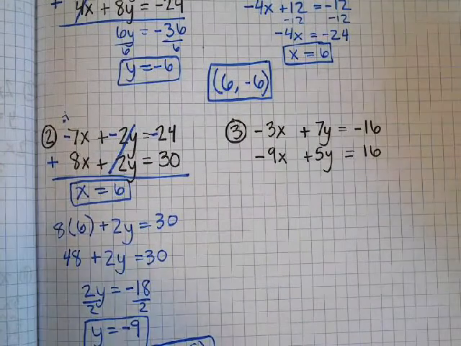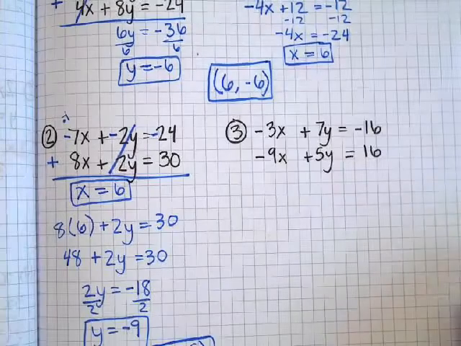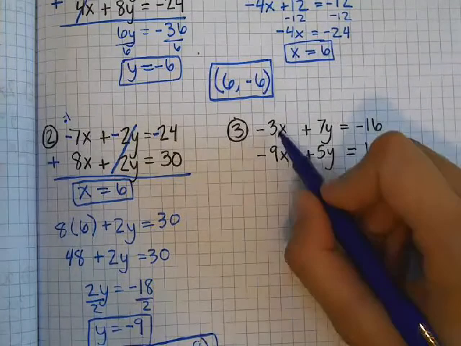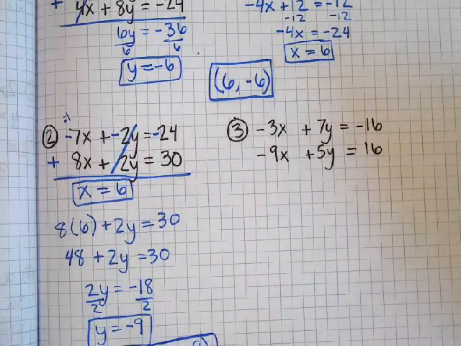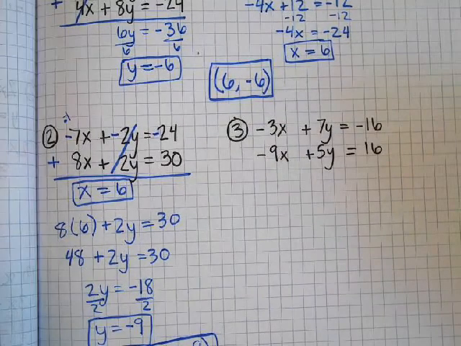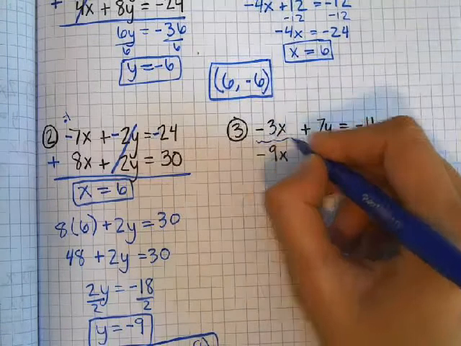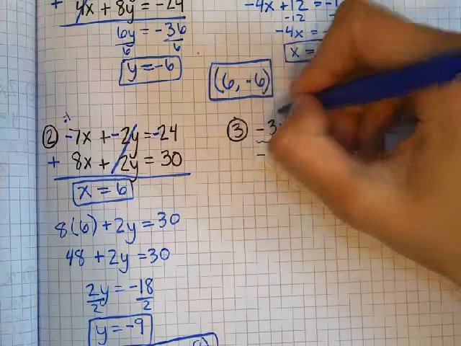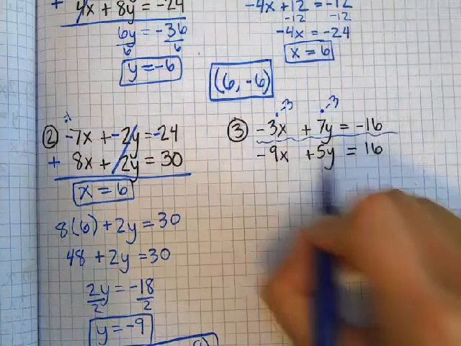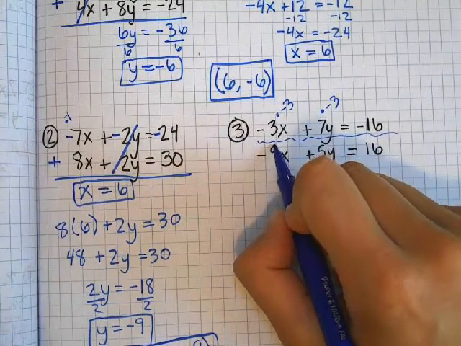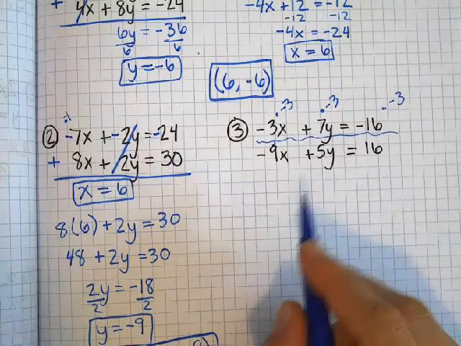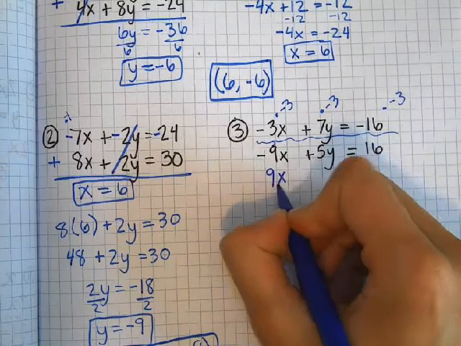And here we've got nothing that looks the same. Okay, so let's try to figure out what to do. I do have a 3 and a 9, which I could easily change my 3 into 9. Okay, 7 and 5, that'd be a little bit harder. So what we're going to do is change that first equation. Okay, I'm going to multiply everything by -3. And if I do that, it'll change this to a positive 9x, and then we'll have the opposites that we can eliminate. Okay, so I'm going to write my new equation down here at the bottom.